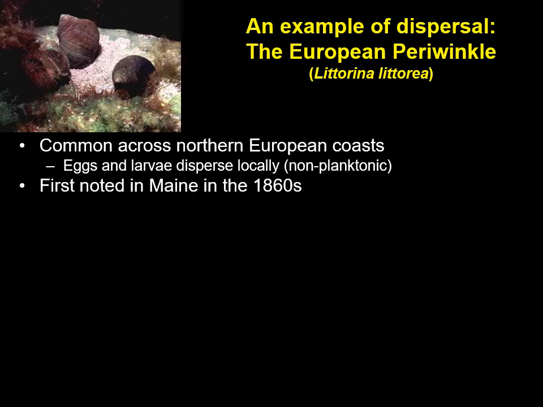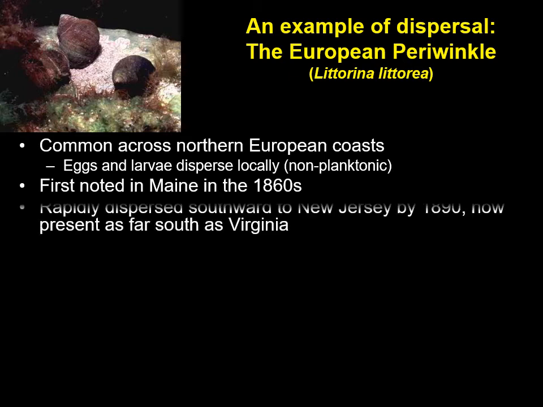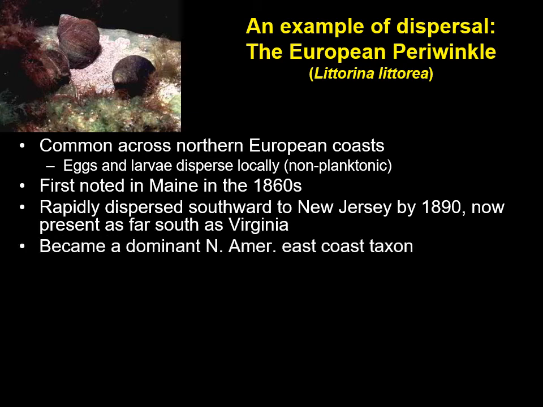However, in the 1860s, they were first noted in Maine. And then they dispersed southward towards New Jersey by the 1890s, and today they're present as far south as Virginia, and they are the dominant North American East Coast gastropod taxon. They're very, very abundant. They've somehow got over here from Europe and diversified and are really, really abundant.